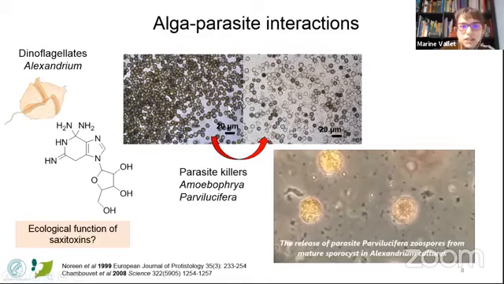You have here healthy cells seen under a microscope. And we can have these parasites that we can control, such as Parvilucifera. And you have then a depiction of killed cultures with empty shells, and here some infected cells and some healthy cells still present around, because of course you always have some survivors. It's a bit like us getting infected, you will have some immune or resistant cells.